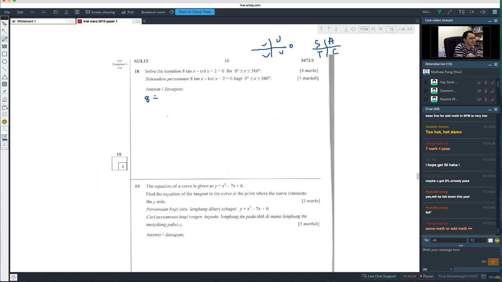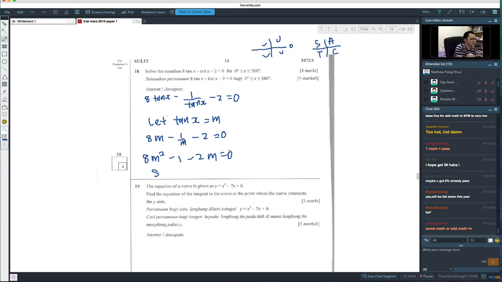8 tangent x minus cotangent x, which is 1 over tangent x, minus 2 equals 0. Then I will let tangent x equal m to make the whole equation look easy. This is 8m minus 1 over m minus 2 equals 0. I multiply m for every single term. This is 8m squared minus 1 minus 2m equals 0. I rearrange it: 8m squared minus 2m minus 1 equals 0. And then I factorize it.